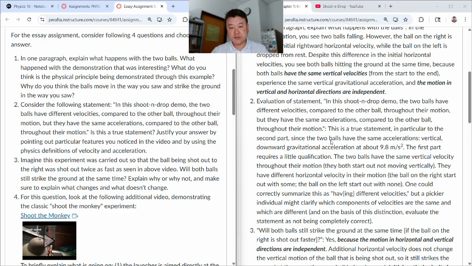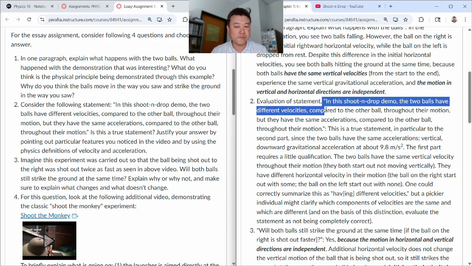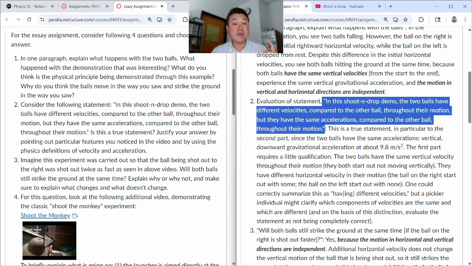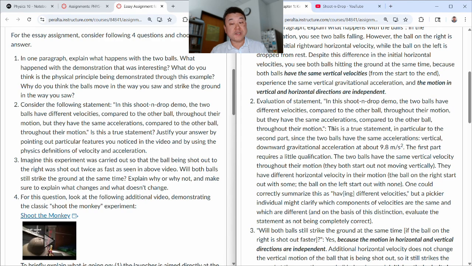So this is the model answer. Evaluation of statement. I guess I won't read out the statement again. It's the exact copy of the statement I read before. And this is a true statement, in particular the second part, dealing with the accelerations, since the 2 balls have the same accelerations, vertical, downward gravitational acceleration at about 9.8 meters per second squared.